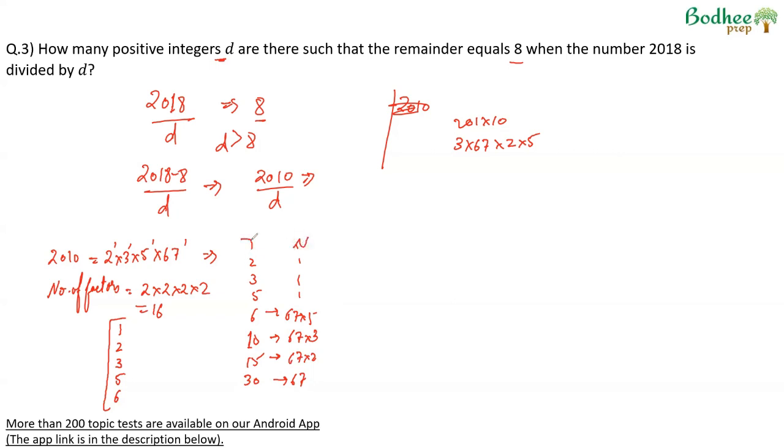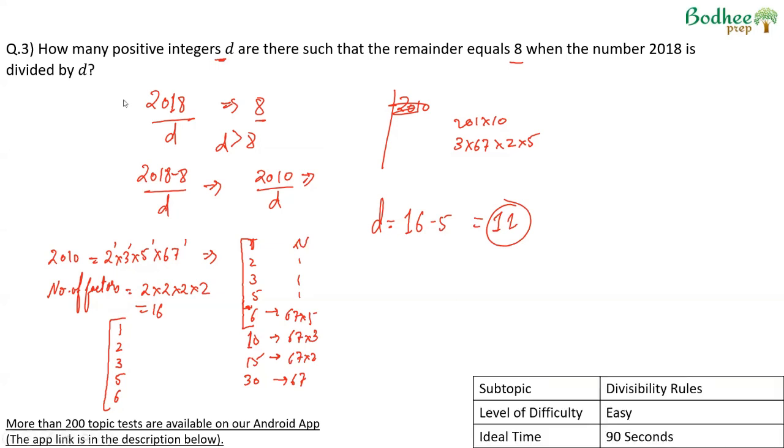So here we can see that these factors 1, 2, 3, 5 and 6. There are 5 factors which are not greater than 8. So D can take any of the remaining 11 values, 10, 15, 30, 67, and so on. And whenever we divide 2018 by these 11 numbers, we'll get a remainder of 8. So 11 becomes the answer.